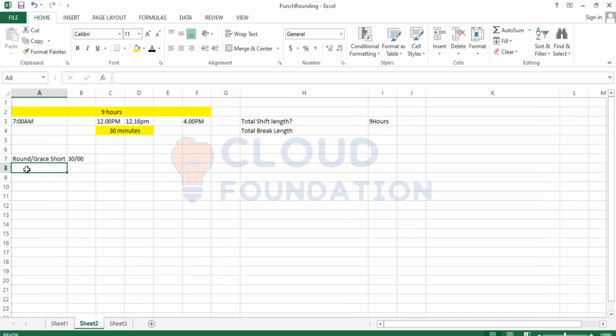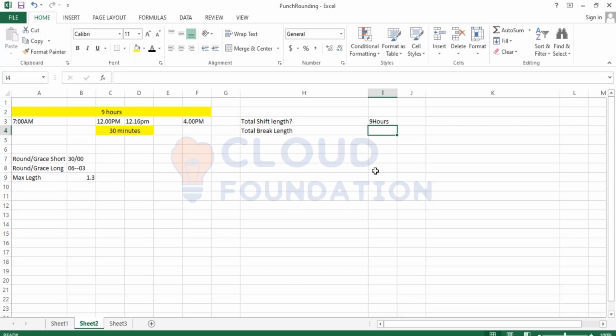And for my long round or grace and my long break, I will do it as 6 and 3. So this is going to be 0603. And maximum time my break can be taken is 1.30, 1 hour 30 minutes.